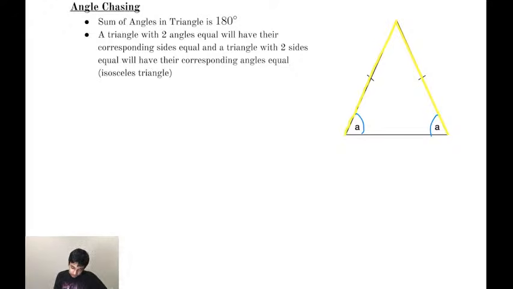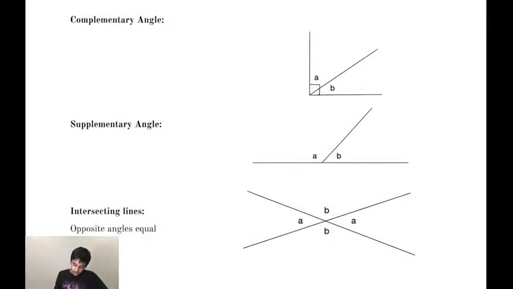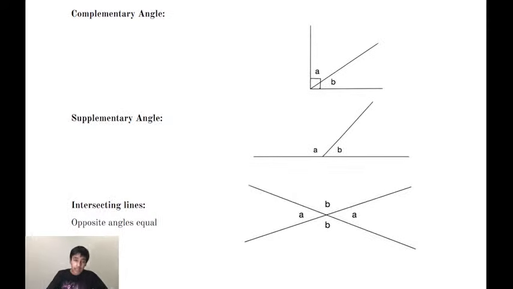Okay, and again, the sum of the angles is always 180 in a triangle. And some more important angle chasing facts. 2 angles are complementary if they sum to 90. So for example, A and B are complementary angles because they sum to 90 degrees.